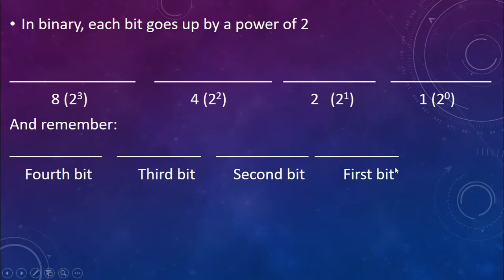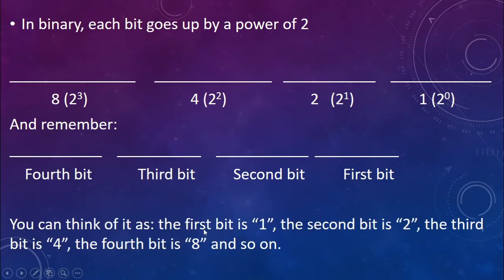So you can think of the first bit as the 1s. The second bit, you could kind of say, is the 2s. The third bit is the 4s. And the fourth bit is the 8s. So you go up by powers of 2. So the fifth bit then would be 16.